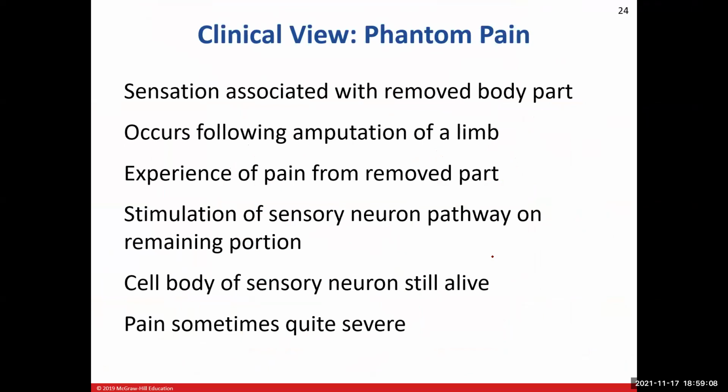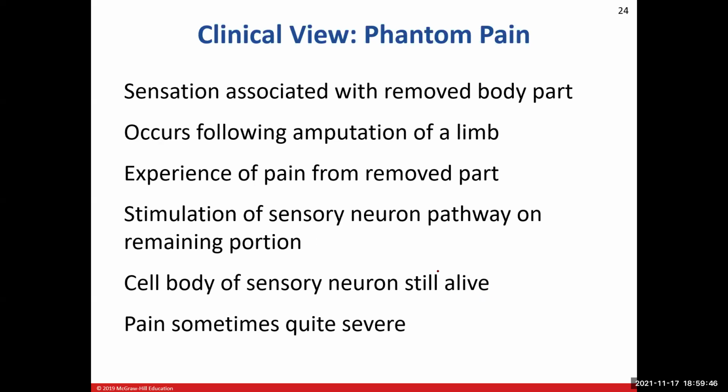Which brings me to our first clinical view of the evening, phantom pain or phantom limb pain. This is a scenario in which you see quite a bit with veterans, because quite a few of them, if they've been wounded in combat, may have lost a limb. And so what will happen is, following the removal of that body part, they are still experiencing pain from where the limb used to be. So you're probably thinking, well, how's that possible? There's nothing there. We've removed that limb, yes.